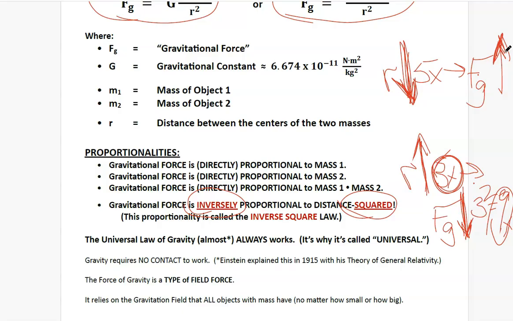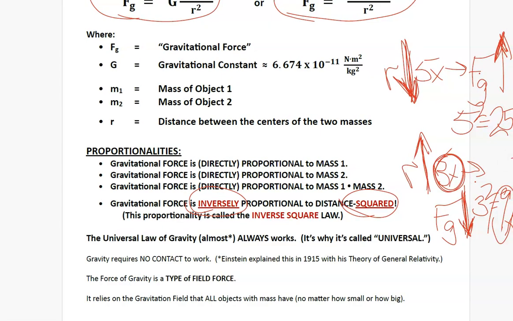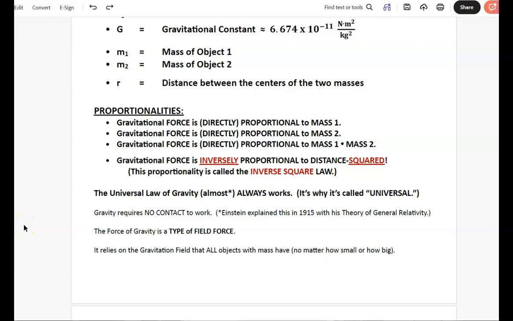So I have to take what I've done to the distance, which is decrease it 5-fold, and square the 5-fold. That means it's a 25-fold increase in the force. And that's a gigantic increase in force. So bringing them close together has a huge effect at increasing the force in this case. All right, so the universal law of gravity almost always works.